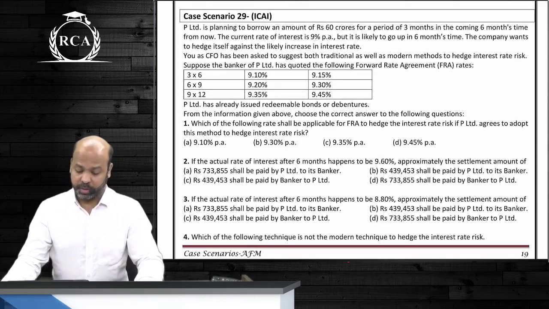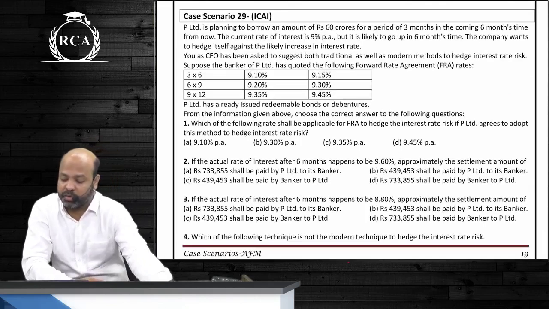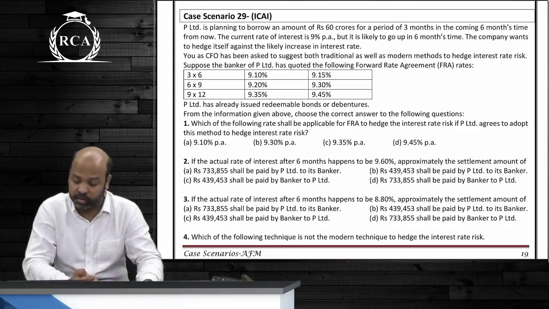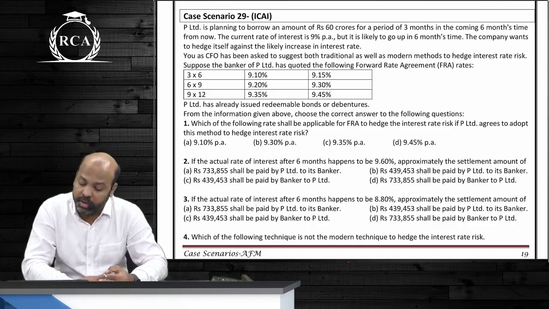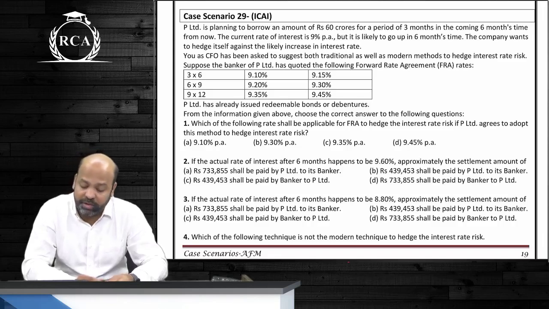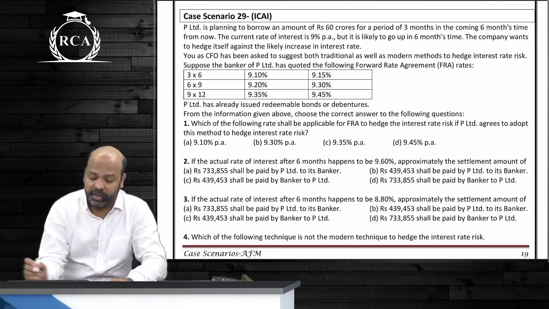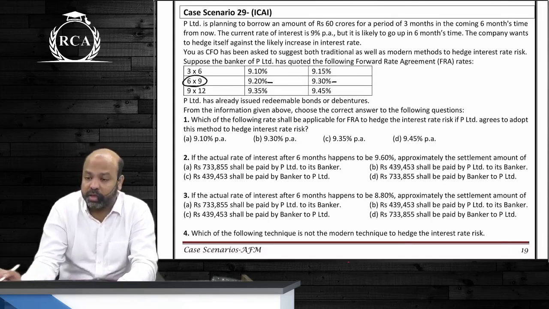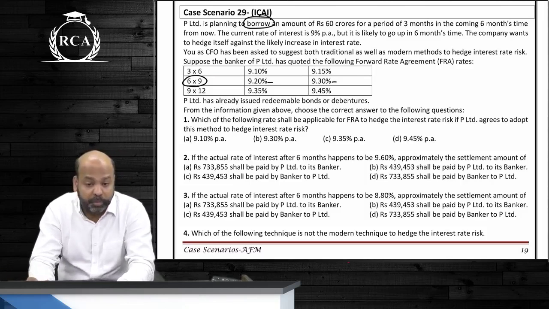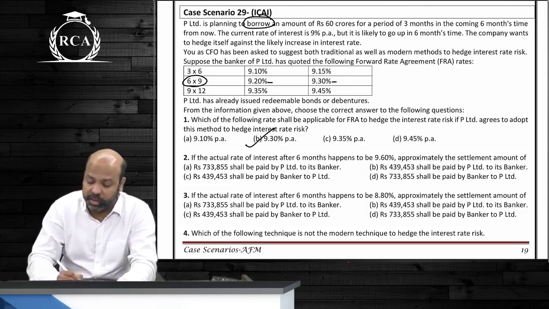Question 29, beta. P Limited is planning to borrow an amount of 60 crores for a period of 3 months in the coming 6 months time from now. The current rate of interest is 9% per annum, but it is likely to go up in 6 months time. You want to borrow after 6 months for a period of 3 months. Which FRA will be applicable? 6 cross 9 FRA. Yes or no? Will you pick up the lower rate or higher rate? Why higher rate? Borrowing. Remember we did a question like this, beta? Deposit and borrowing. So what will be applicable for us? 9.3%.